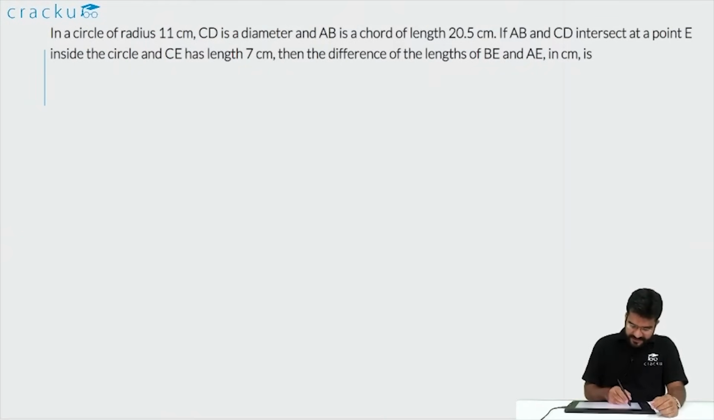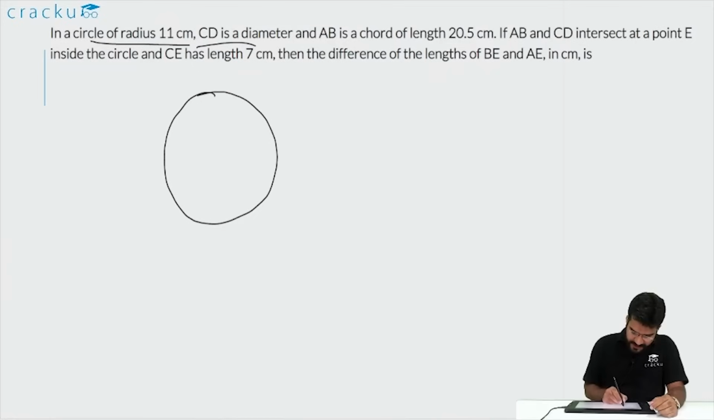In this question, it is given that there is a circle of radius 11 centimeters, of which CD is a diameter. So suppose there is a circle, CD is the diameter, the length of the radius is 11 centimeters, so CD, which is the diameter, is equal to 22 centimeters. There is a chord AB of length 20.5 centimeters. AB and CD intersect at point E inside the circle.